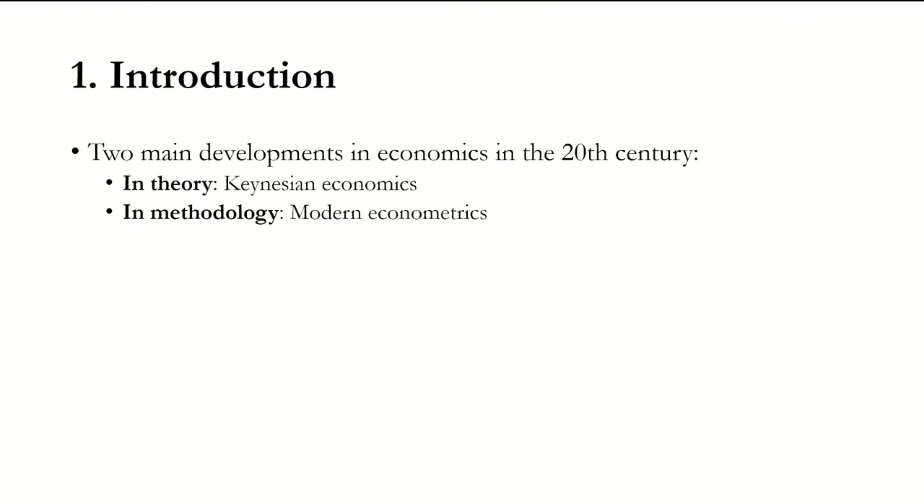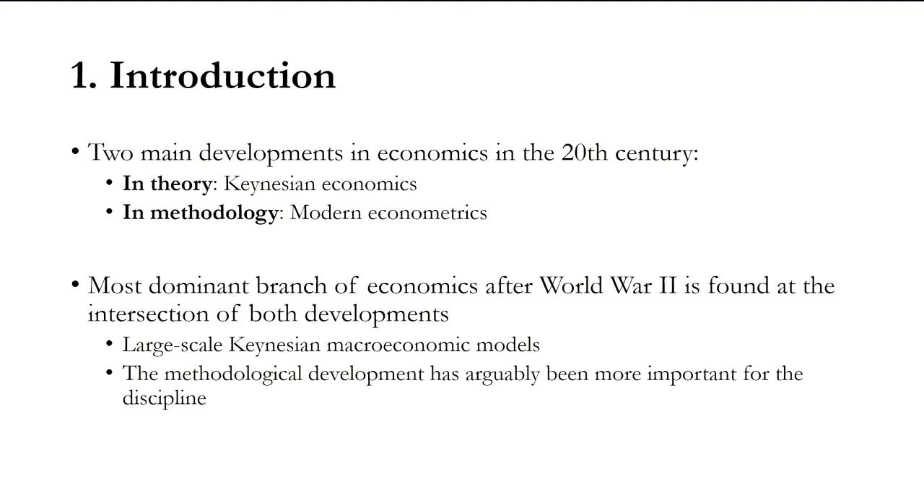And then there is an important development in methodology. And this is related to the emergence and the rise of modern econometrics. Around the same time, also in the 1930s, the Econometric Society was founded, one of the most influential economic societies in the world still today. And the most influential branch of economics in the post-World War II era was really at the intersection of these two developments. You had, for example, the large-scale Keynesian macroeconomic models in the post-war era to improve, plan the economy, and rebuild the economies after the war.